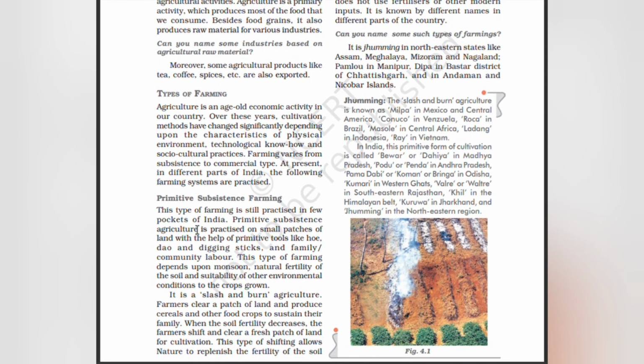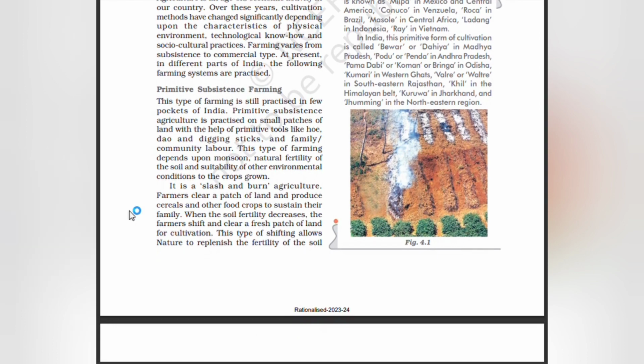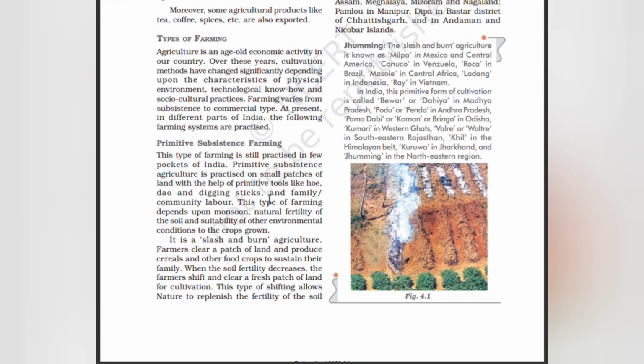Primitive subsistence farming. This type of farming is still practiced in few pockets of India. Primitive subsistence agriculture is practiced on small patches of land with the help of primitive tools like hoe, dao, and digging sticks and family community labor. This type of farming depends upon monsoon, natural fertility of the soil, and suitability of other environmental conditions to the crops grown. It is a slash and burn agriculture.